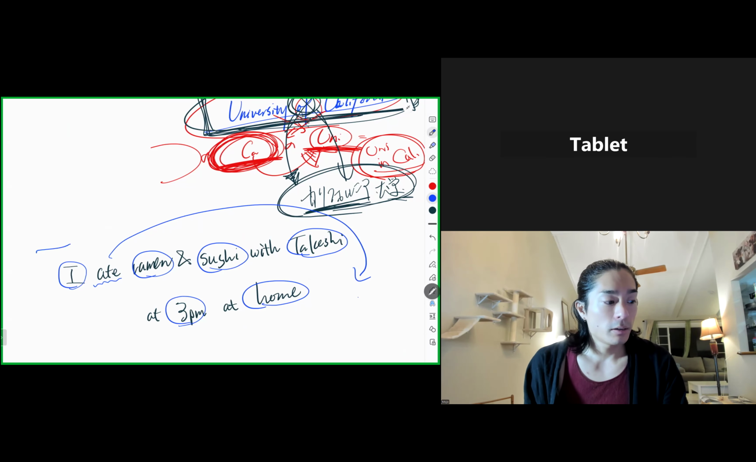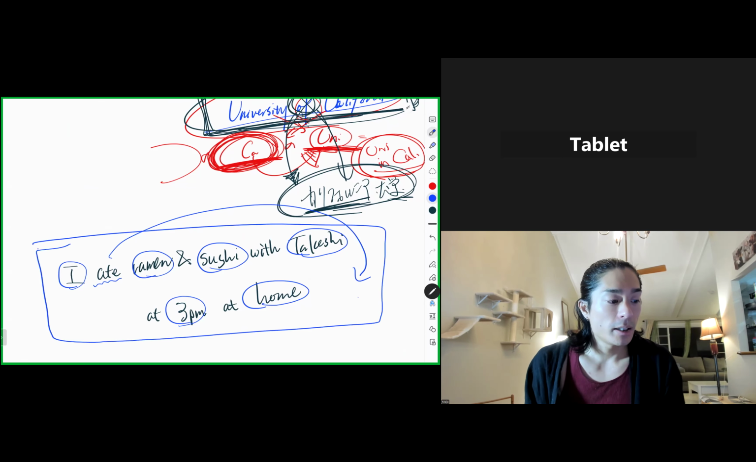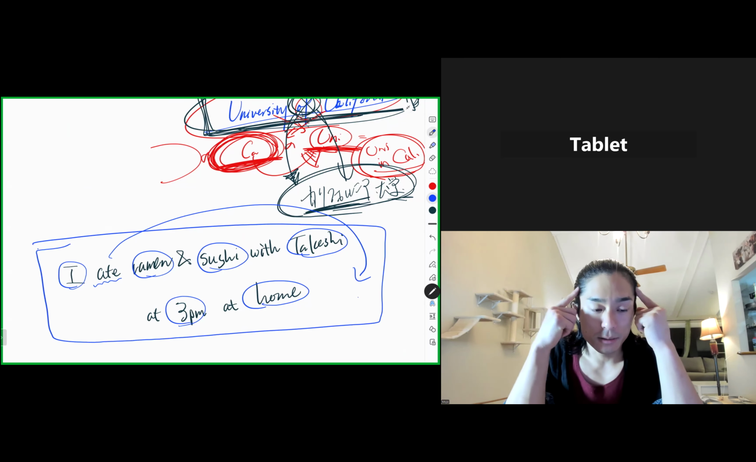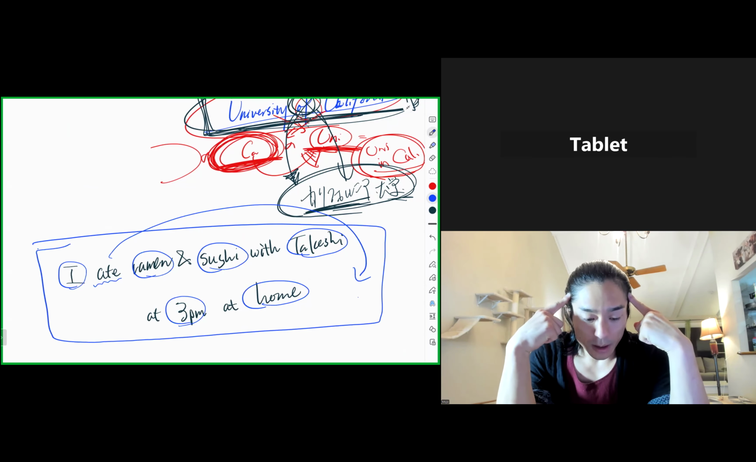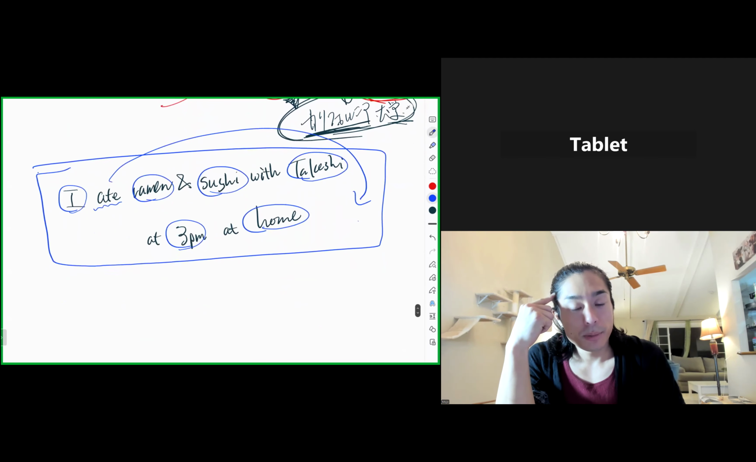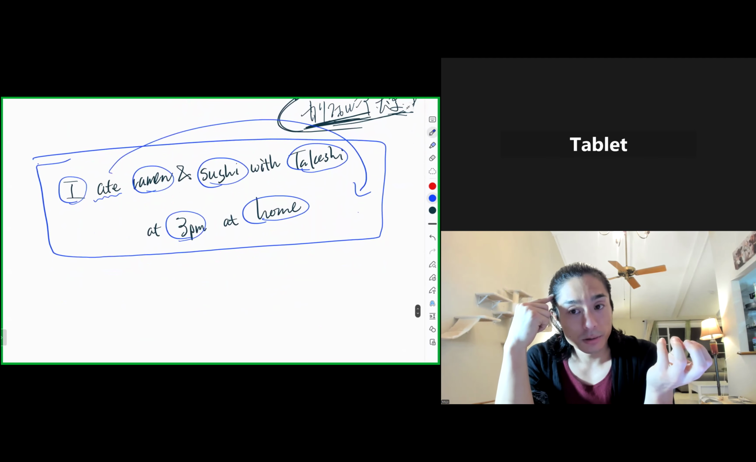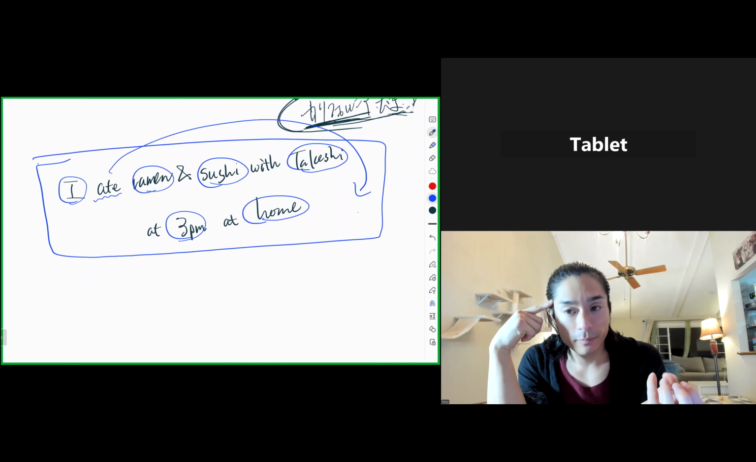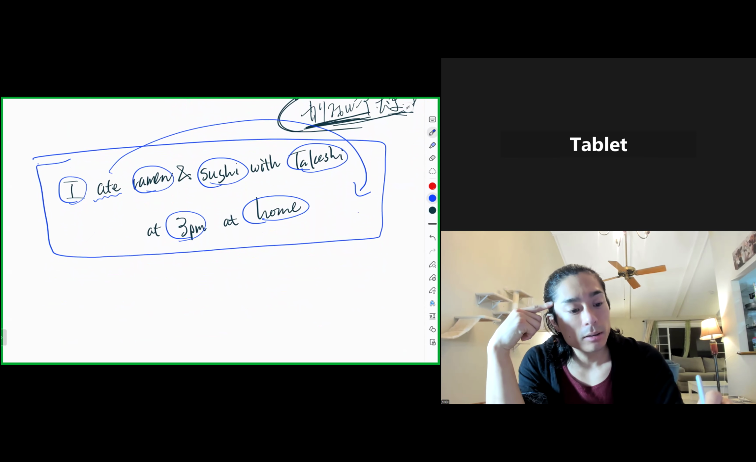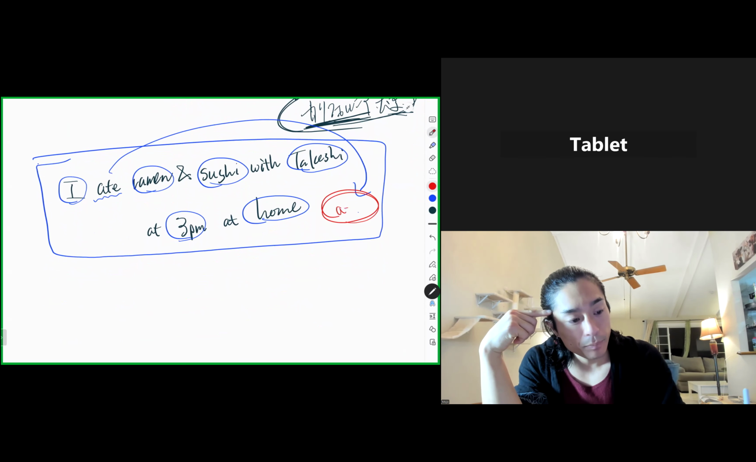So when you see the sentence, I ate ramen sushi with Takeshi at 3 p.m. at home, picture that sentence. And then when it comes to picking the right particle, the most important information to figure out which particle for each noun is, you might have already guessed correctly, the verb, in this case, ate.